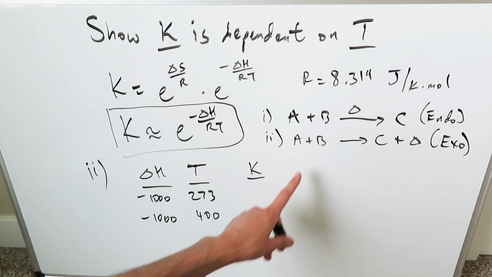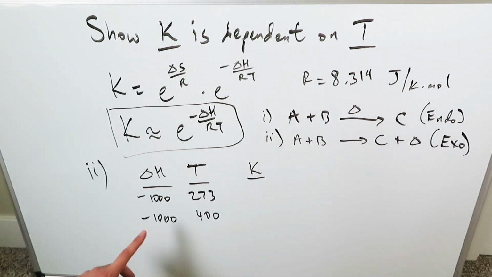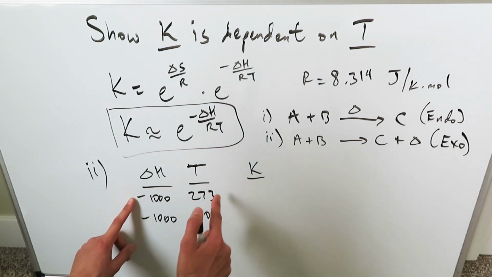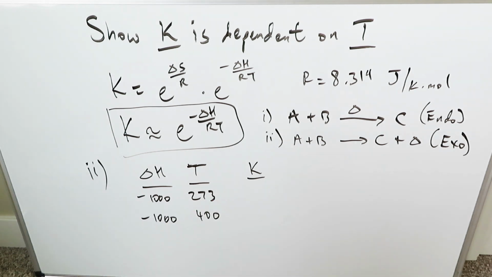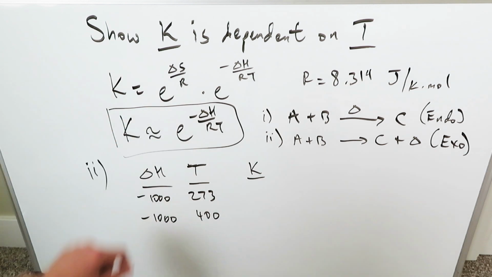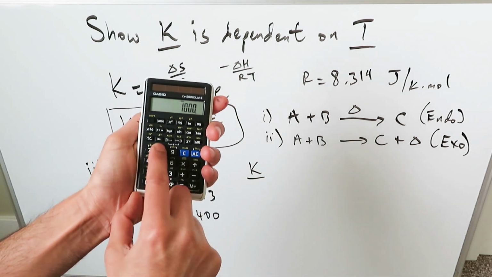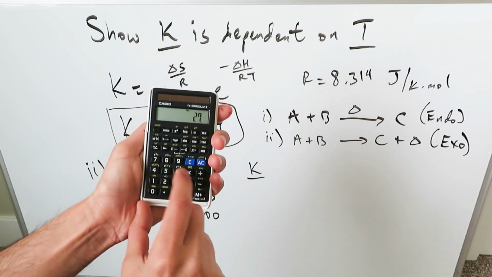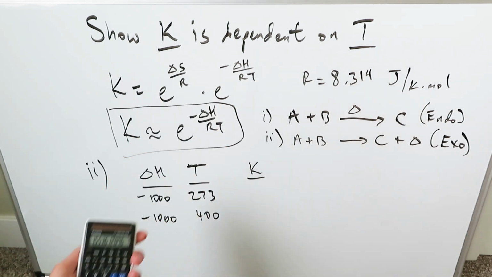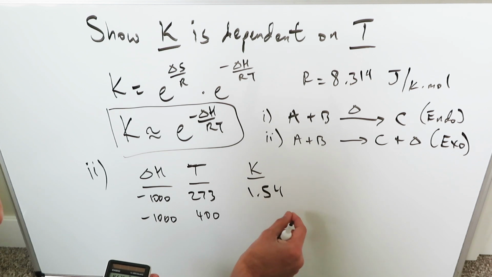Now for an exothermic reaction, as you see right here in number 2, A plus B giving rise to C plus heat is released, the enthalpy value must be minus, because that represents an exothermic reaction. The temperature still increased. Let's see how the K value responds. Everything is coming into this equation, except you'll notice this minus and these minuses will cancel out. So this minus 1000 will become a positive 1000. I have 1000 divided by 8.314 divided by 273. I'm going to shift the exponential base and activate it. I have 1.5336, which I have rounded up to 1.54.